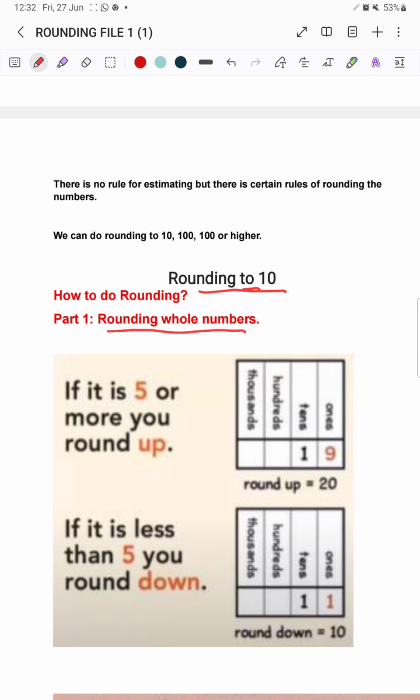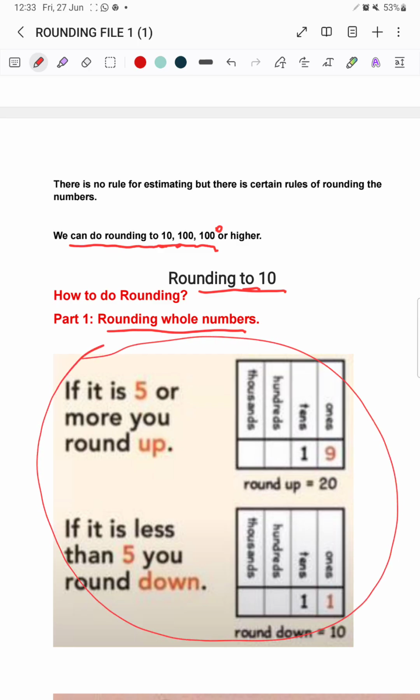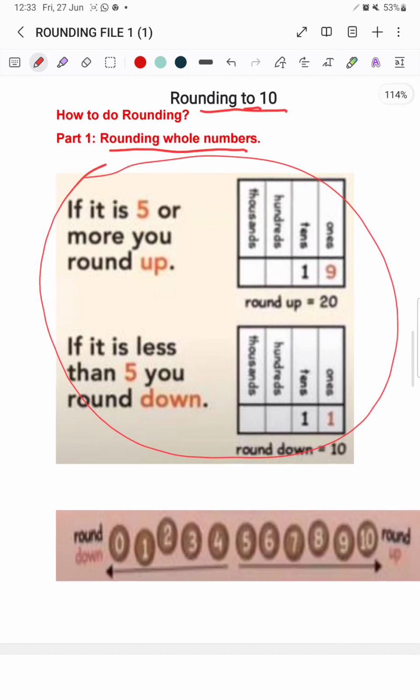As we discussed in the previous video, we can round the whole numbers and we can round the decimal numbers. An explanation of what is the whole number and decimal number is also included in the previous video. In this video, first we will be focusing only on rounding the whole numbers. Rounding can be done for the whole numbers to 10, to 100, 1000 or even higher. And this is something as a rule we are going to use. I will explain this rule with the example.